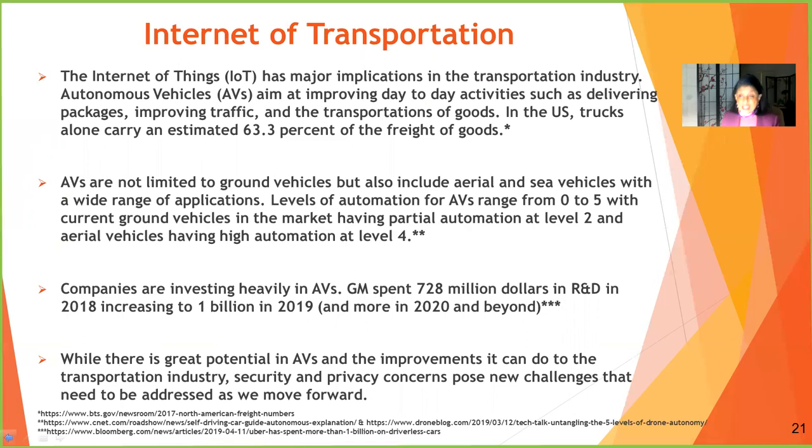Companies have invested heavily in AVs. GM spent about $728 million in R&D in 2018, $1 billion in 2019, and more in 2020. I haven't gotten the latest numbers. So lots of potential for autonomous vehicles, right? Eventually we are going to have driverless vehicles, right? Very likely, right? It's already there, but we don't see it every day. So, and the improvements it can do to the transportation industry. But the big problem, security and privacy. They pose huge challenges that need to be addressed as we move forward.